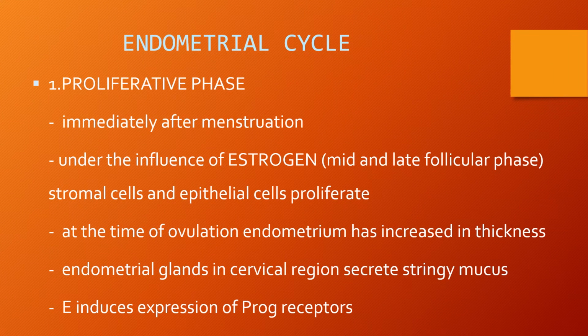Now let's talk about the endometrial cycle, wherein you have two phases, your proliferative and your secretory phase. The proliferative phase happens immediately after menstruation. This phase is under the influence of estrogen, and at the time of ovulation, the endometrium has increased its thickness. In this phase, the endometrial glands in the cervical region secrete stringy mucus, and your estrogen induces expression of progesterone receptors.